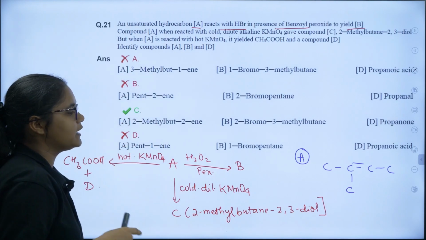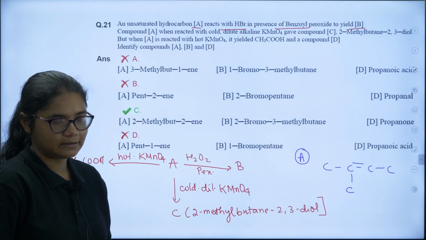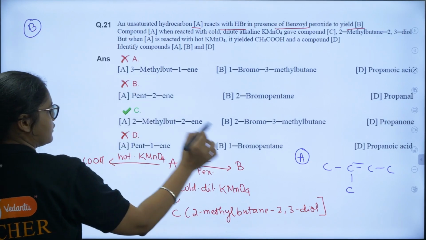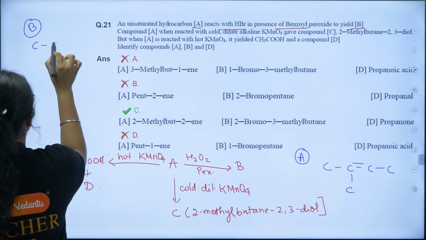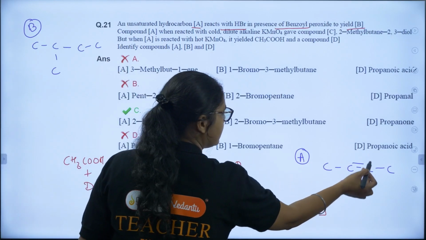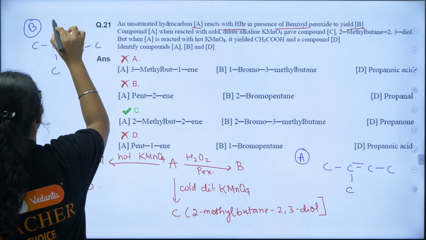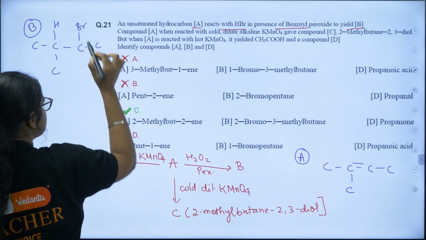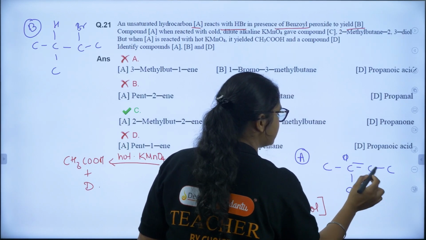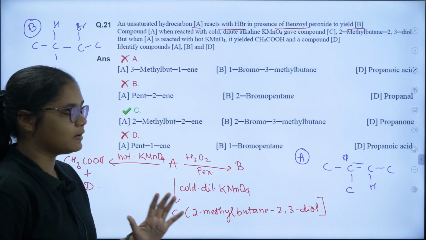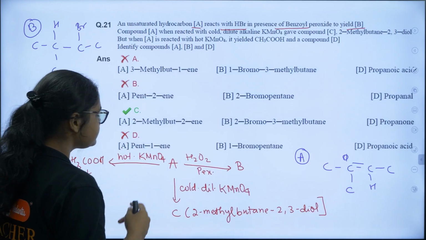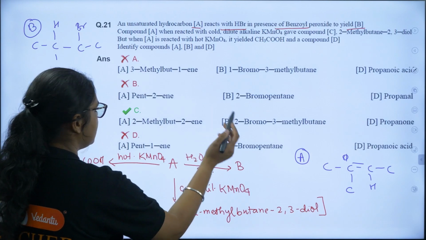Now if you have HBr with peroxide, then what will happen? It will follow the anti-Markovnikov rule. So if we follow the anti-Markovnikov rule and add HBr, H will be added here and Br will go here. The rule is that Br will go to the carbon having the greater number of hydrogens, the anti-Markovnikov rule. So here Br will be added. So we got B.